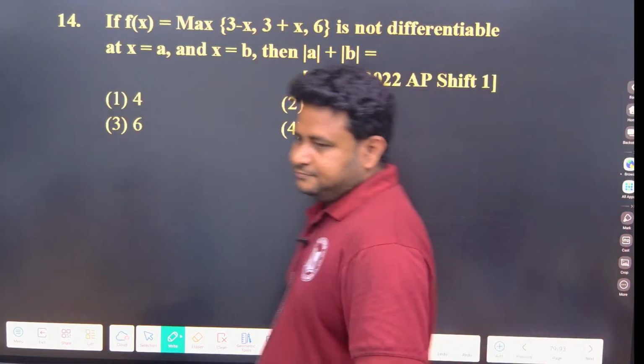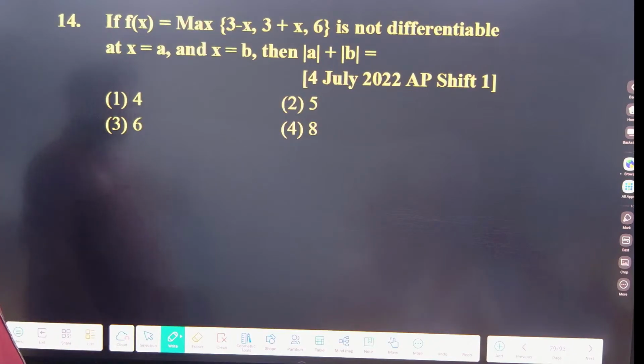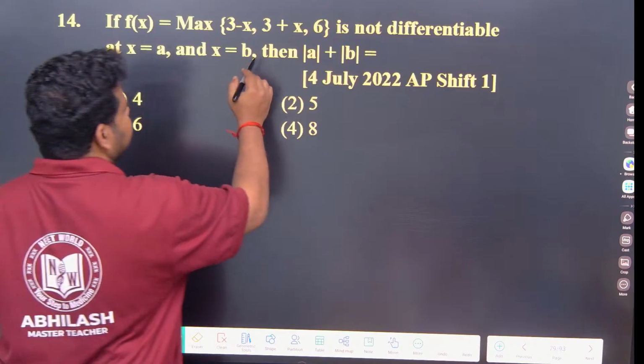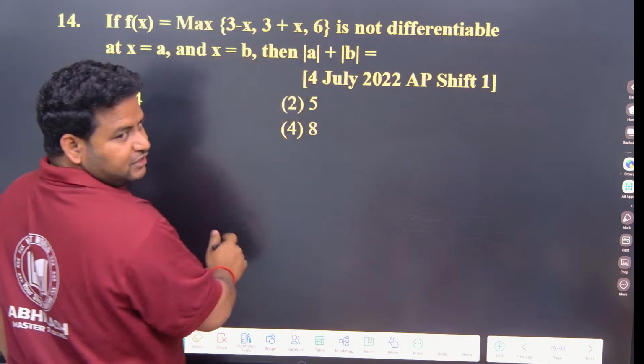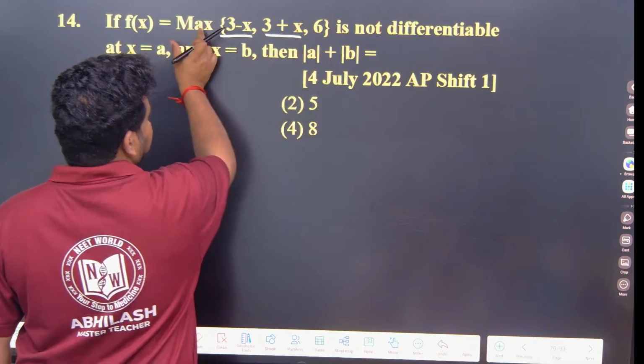This question, they have given if f of x is equal to maximum, you can say this is a question from maximum minimum, but they will mix and give, I told you. If f of x is max of 3 minus x, 3 plus x, is not differentiable at x is equal to a and x is equal to b, then mod a plus mod b is equal to what? Such type of questions, I can draw the graph and show you, but that is not required for you. What you can do is find at which point it is not differentiable.